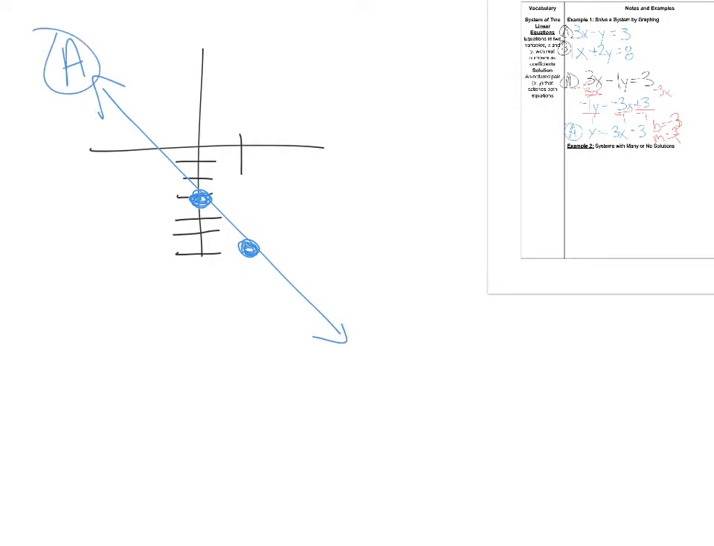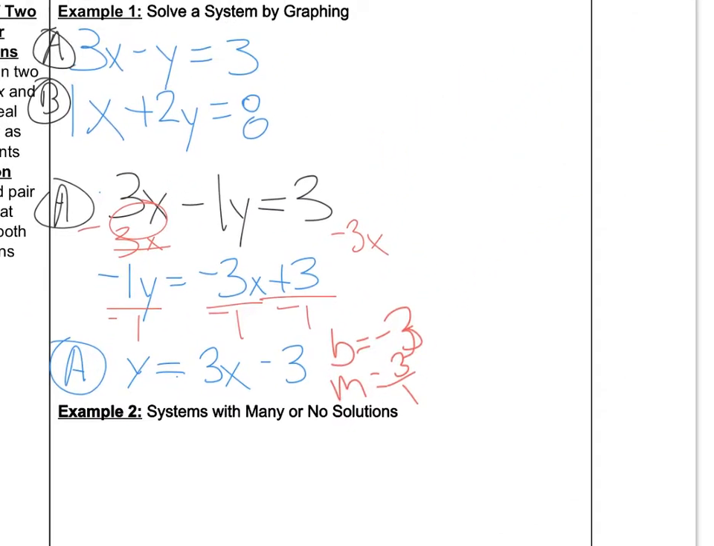So we start at negative 3. That was our beginning, our b. This is equation A. So there's the beginning point. And then our slope was 3 over 1, so up 1, 2, 3 and over 1. So here is line A, and I'll even label it. There's line A. All right, so now we go back to the drawing board here.